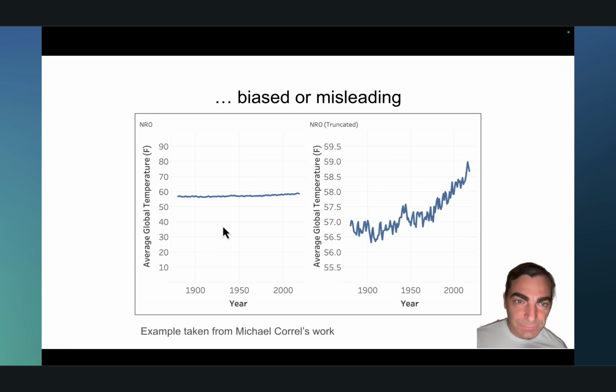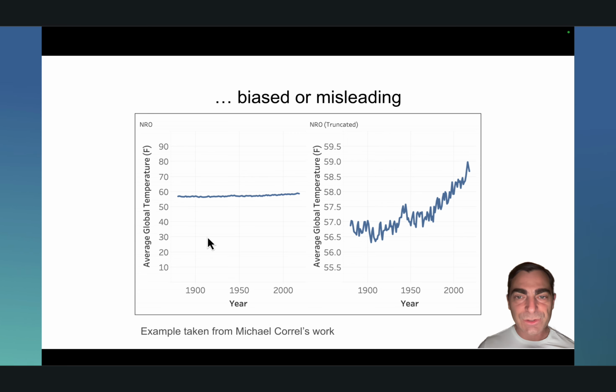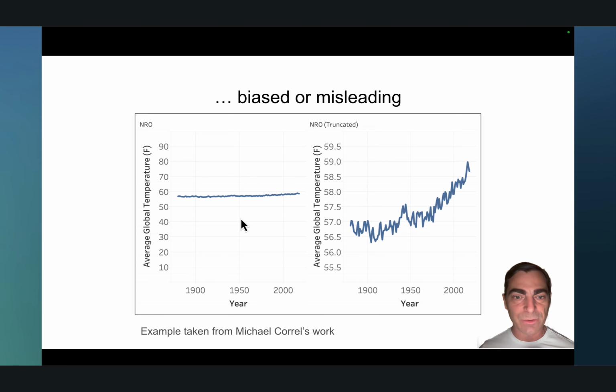On the left, the axis starts from 0, and on the right, the axis starts from a much higher value, right? And what you can see here is that if you choose to start from 0, the line looks completely flat, and you can come up with completely different conclusions. Whereas if you look at this one that is truncated, you think, wow, it's going up and really quickly.